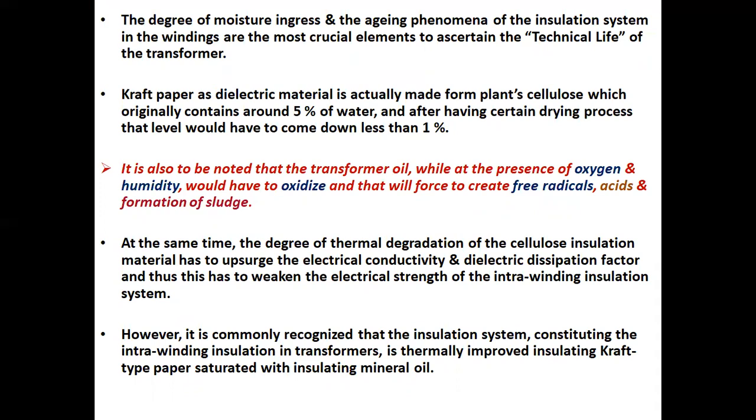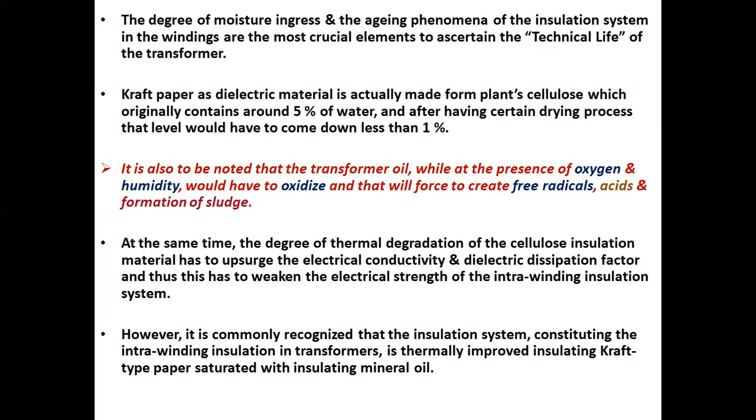It is also to be noted that the transformer oil, in the presence of oxygen and humidity, oxidizes, and that creates free radicals, acids, and formation of sludge. At the same time, the degree of thermal degradation of the cellulose insulation material increases the electrical conductivity and dielectric dissipation factor, and thus weakens the electrical strength of the intra-winding insulation system.